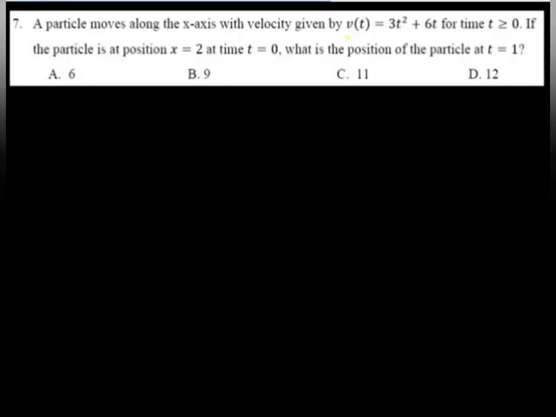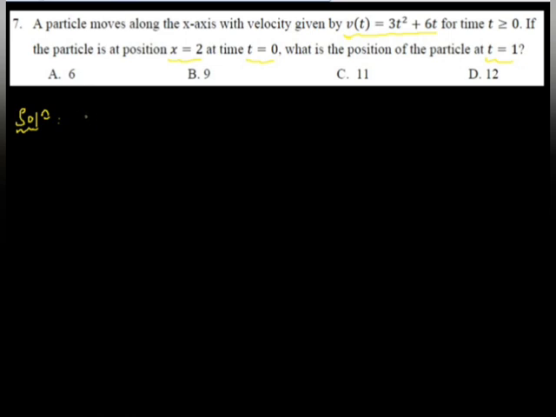A particle moves along the x-axis with velocity given by v of t equals 3t squared plus 6t for positive time t. If the particle is at the position x equals 2 when t is 0, what is the position of the particle at t equals 1? So here, to answer this, we need to know the relation between the velocity and position of the particle.